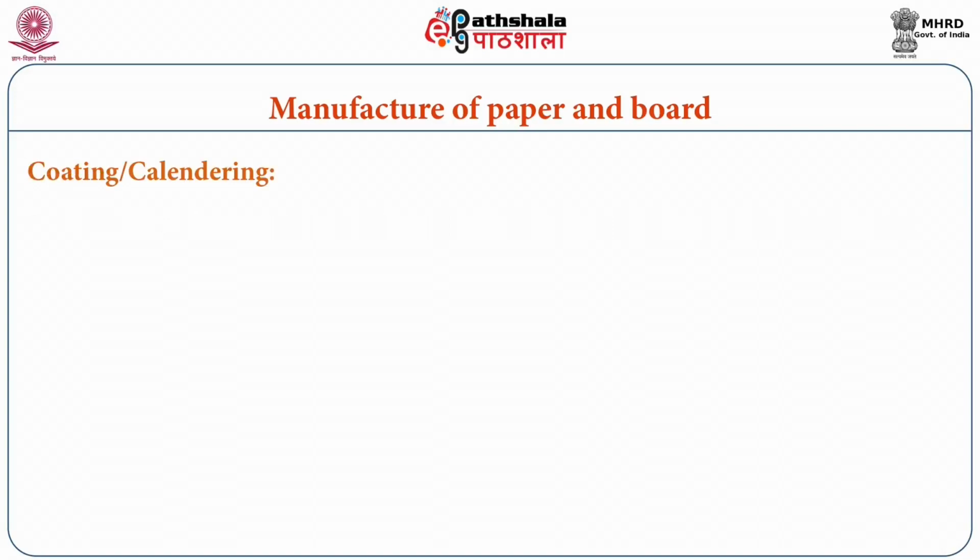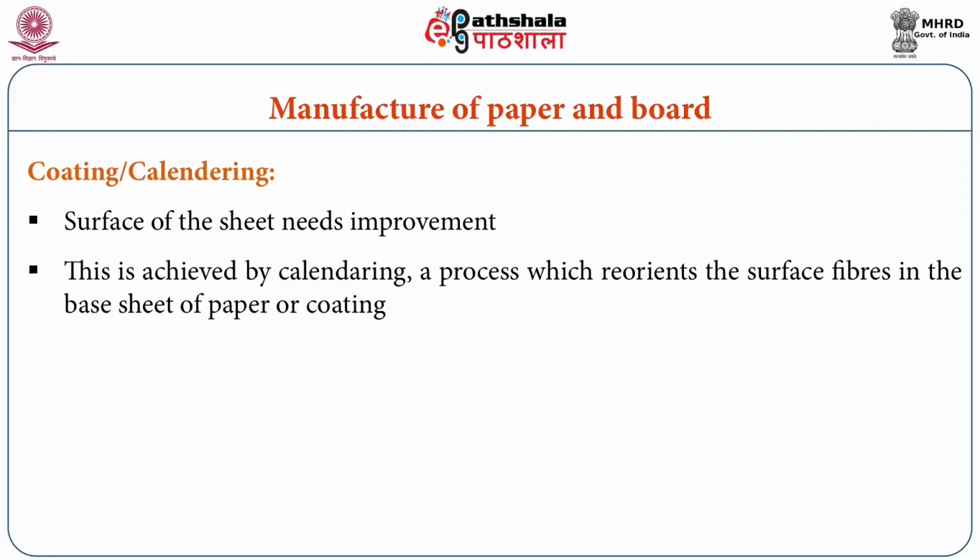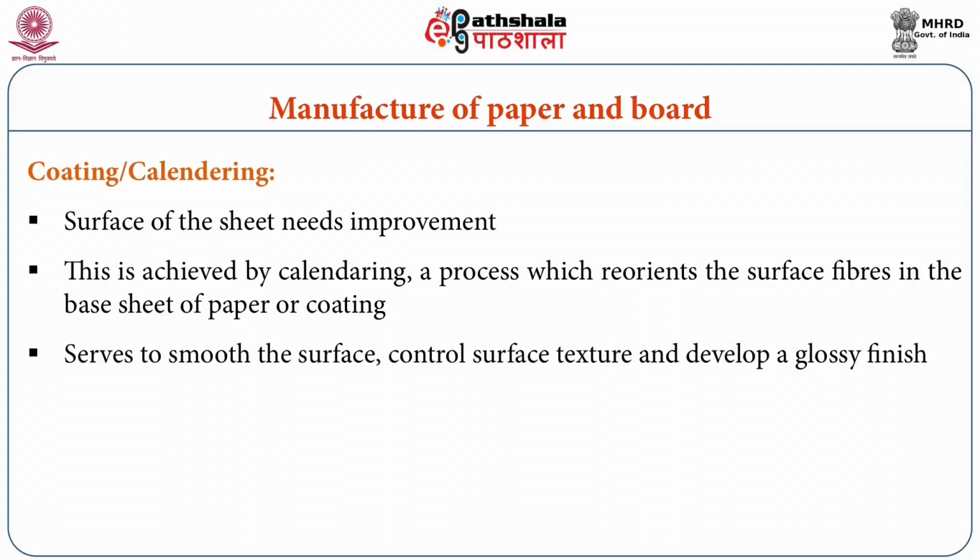Another section is the coating and calendaring section. In many applications, the surface of the sheet needs improvement in order that any characters imposed on the sheet be legible. This is achieved by calendaring, a process which reorients the surface fibers in the base sheet of paper by the use of pressure. This serves to smooth the surface, control surface texture, and develop a glossy finish. Such papers are known as machine finished papers.